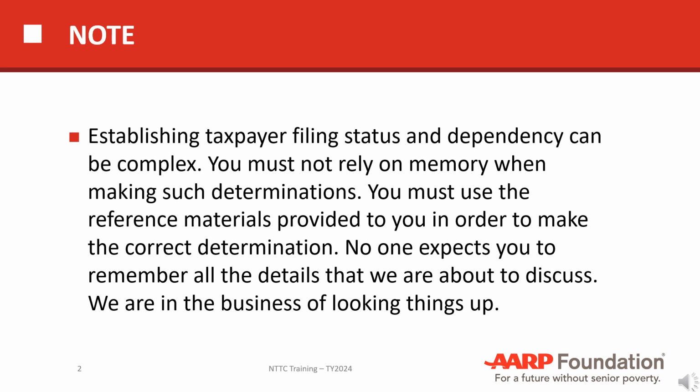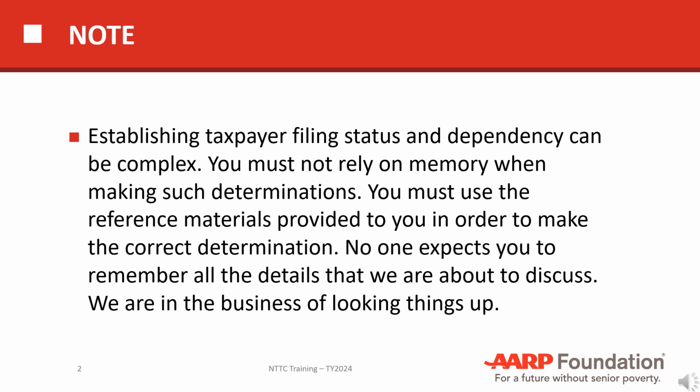For instance, if you have an elderly couple sitting before you that is married and they say they want to file jointly, there's nothing more that needs to be done. It's married filing jointly. But that's really about the only part of filing status that is actually very simple. The rest of it can be complex. So you must not rely on your memory when making such determinations. You must use the reference materials provided to you in order to make the correct determination.